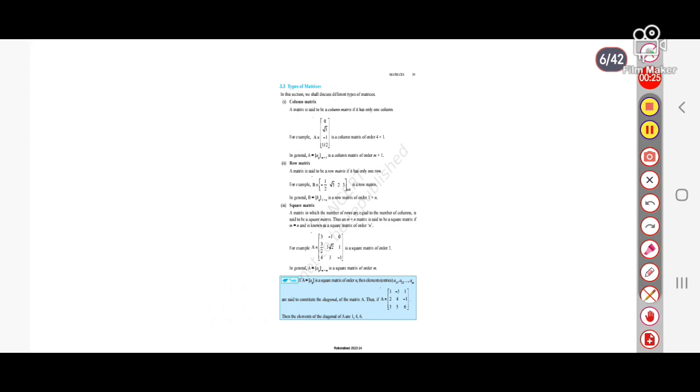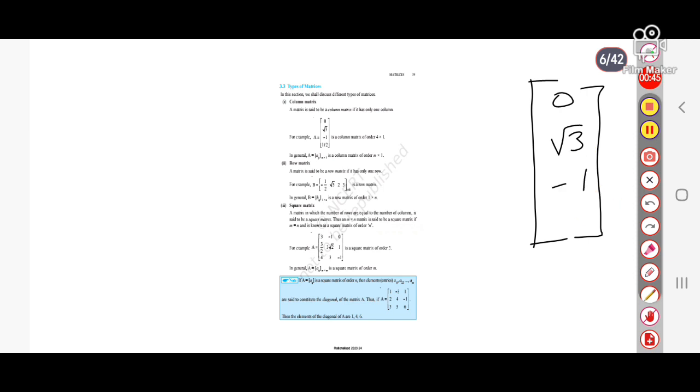The first one is column matrix. What is a column matrix? It's nothing but representing numbers column-wise, like this, right? They have given an example like 0, root 3, minus 1, 1 by 2. In a column matrix there will be only one column present. The definition states that a matrix is said to be a column matrix if it has only one column in it.